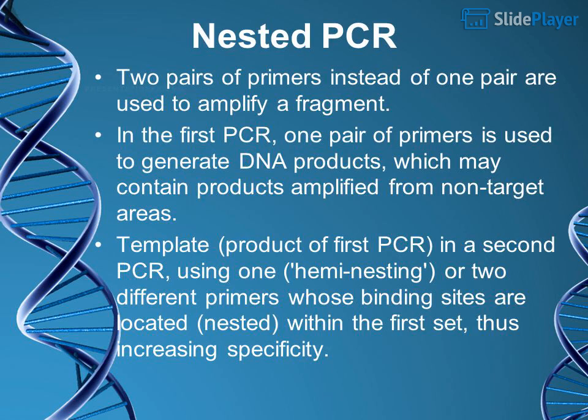Nested PCR. 2 pairs of primers instead of 1 pair are used to amplify a fragment. In the first PCR, 1 pair of primers is used to generate DNA products, which may contain products amplified from non-target areas. The product of the first PCR is used as template in a second PCR, using 1 hemi-nesting, or 2 different primers whose binding sites are located nested within the first set, thus increasing specificity.